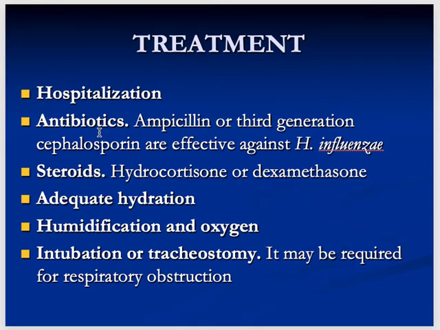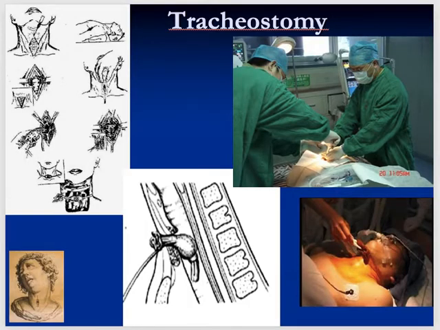We can give them steroids, hydrocortisone or dexamethasone. Again, they can be given IM or IV. Steroids basically decrease the inflammation, decrease the edema, and may protect the patient from tracheostomy or cricothyrotomy. Provide hydration, humidification, and oxygen. And if the patient condition is not good, so maybe we can think of intubation or tracheostomy. You can see the tracheostomy. Okay.